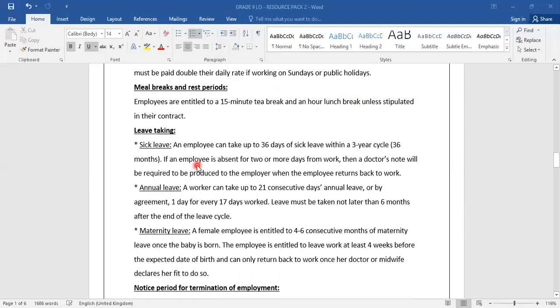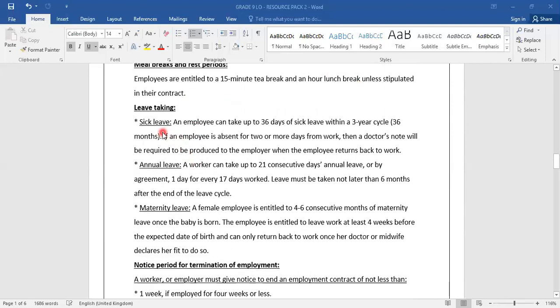With regards to leave taking, firstly, sick leave. Yes, we are all bound to get sick during the course of the year, boys and girls, as an employee. And it states that an employee can take up to 36 days of sick leave within a 3-year cycle. And if an employee is absent for 2 or more days from work, then a doctor's note will be required to be produced to the employer when the employee returns back to work.